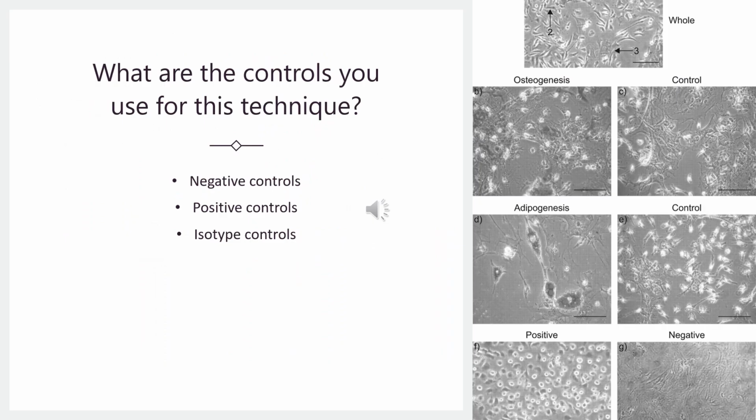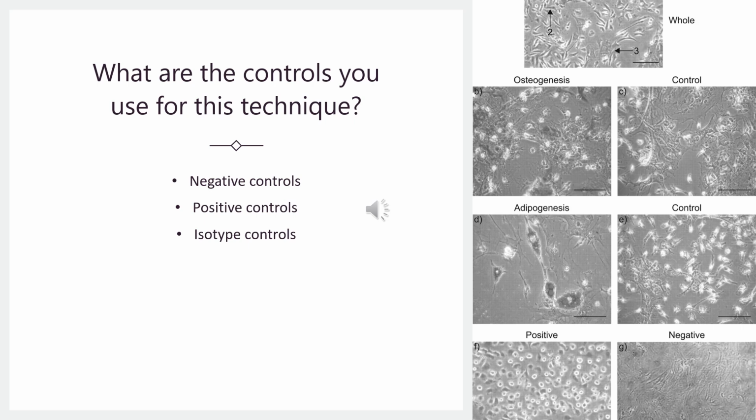Okay, so the controls that are in stem cell culture are negative controls. These are basically, there's nothing in them, so it allows for a baseline of what the stem cells should look like if they don't grow or there's nothing else there. There are positive controls, which involve culturing the stem cells under conditions known to induce specific responses, which can help to validate the functionality of the stem cells and the experimental setup.